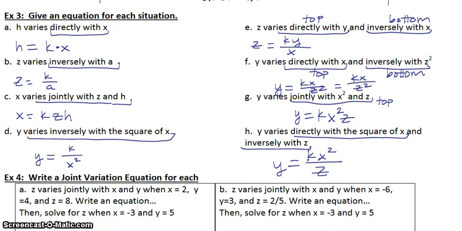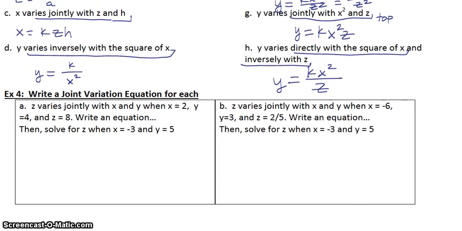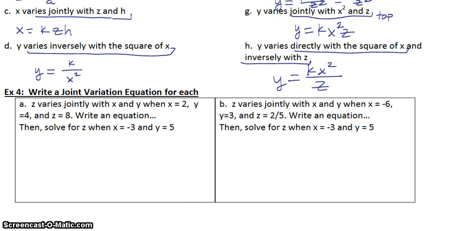And the last part of our lesson, example 4, is to write a joint variation equation for a given situation. And this is actually very similar to what we did with example 2. Only this time I'm using my general joint variation formula. So they're going to give you this fact: z varies jointly with x and y. We know x, y, and z. We're supposed to write an equation to start off with. So this is a thing again where we're going to first find k.